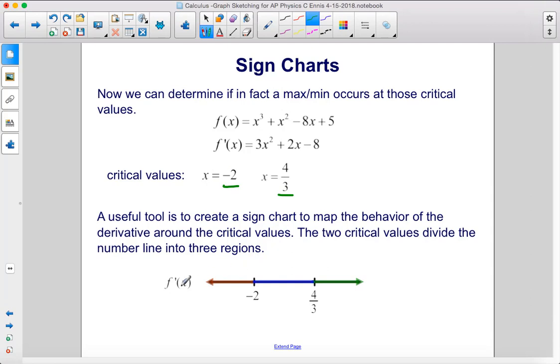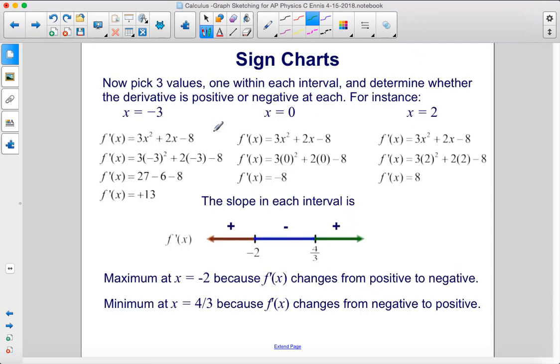So we have our function, our first derivative of the function, and we have found our critical values, negative 2 and 4/3. A useful tool is to create a sign chart to map the behavior of the derivative around the critical values. The two critical values divide the number line into 3 regions. All the numbers to the left of negative 2, the numbers between negative 2 and 4/3, and all of the numbers to the right of 4/3. Now, pick 3 values, one within each interval, and determine whether the derivative is positive or negative at each.